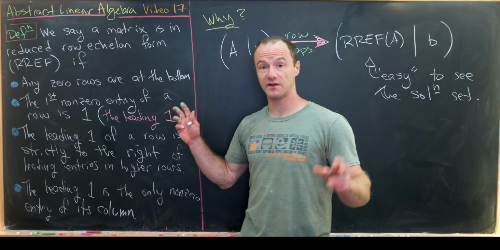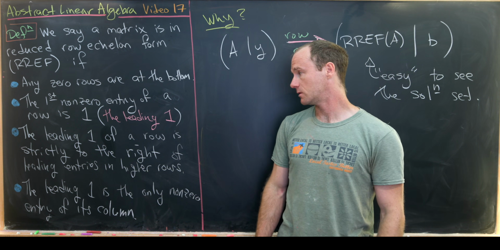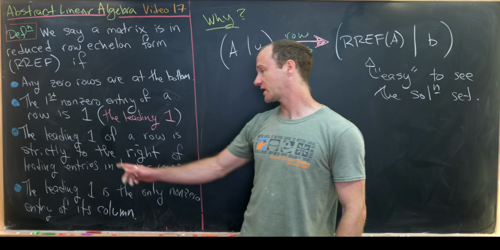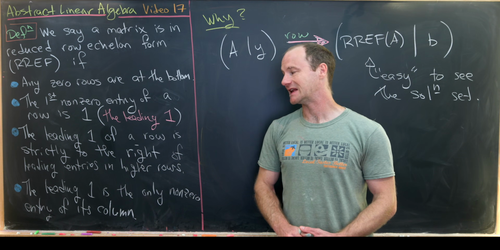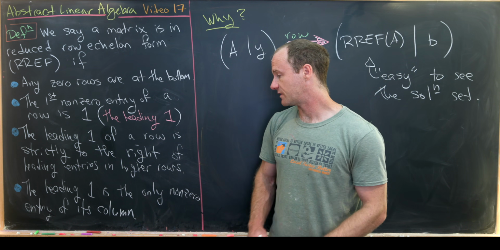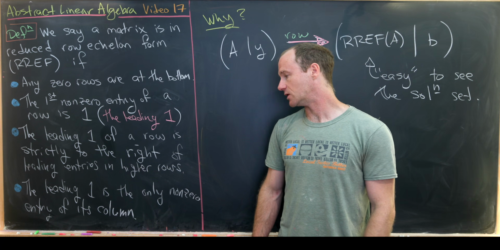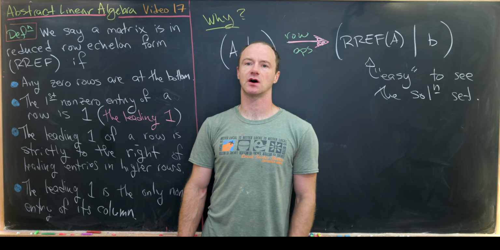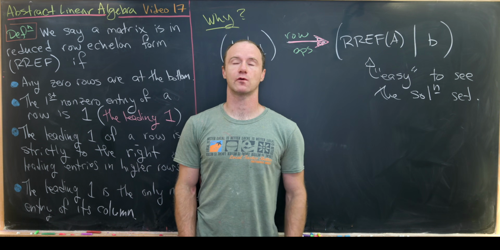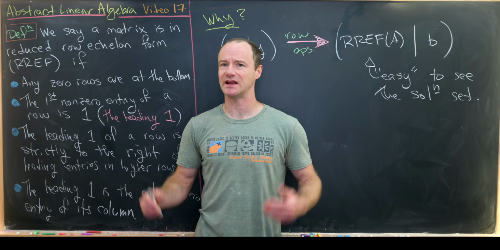And that's called the leading one of a row. And then next, the leading one of a row is strictly to the right of leading entries in higher rows. And then finally, the leading one of a row is the only non-zero entry of a column. So we'll look at examples of matrices in RREF, or reduced row echelon form, to get an intuition for what they look like.